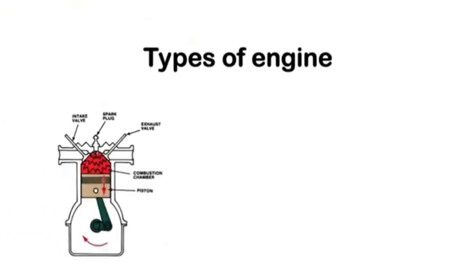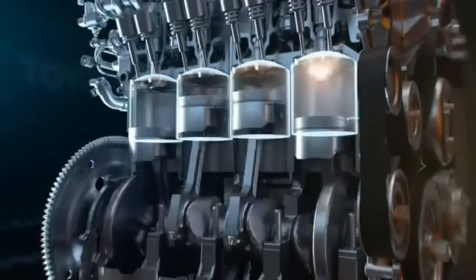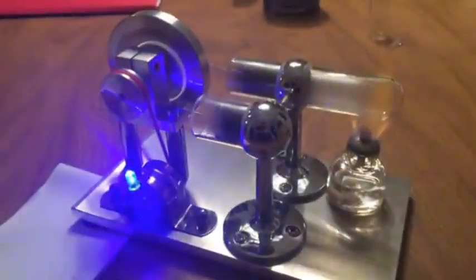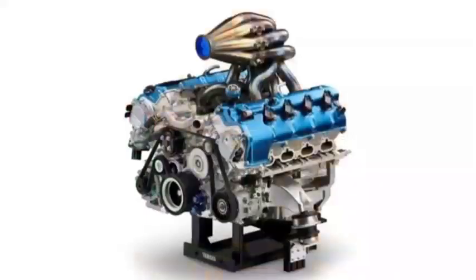There are two types of engines, the internal combustion engine and the external combustion engine. An internal combustion engine is a heat engine that burns its fuel inside the cylinder. An external combustion engine is an engine that burns fuel outside the cylinder. The engine is the most essential part of an automobile.